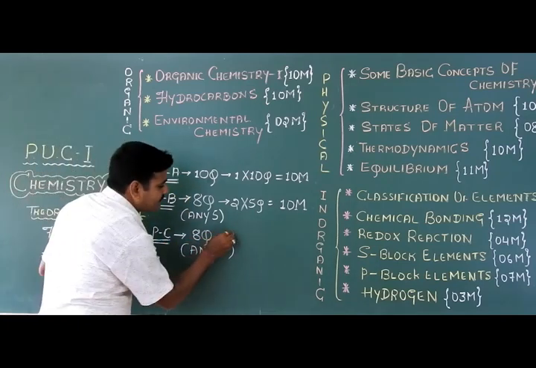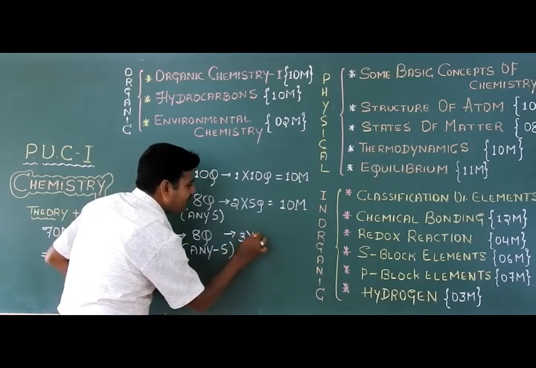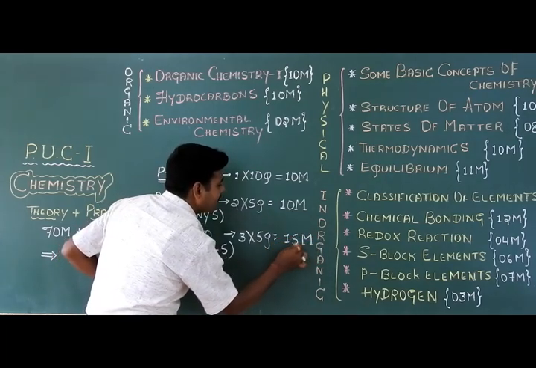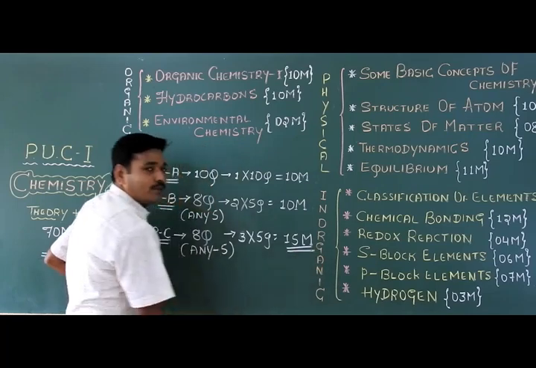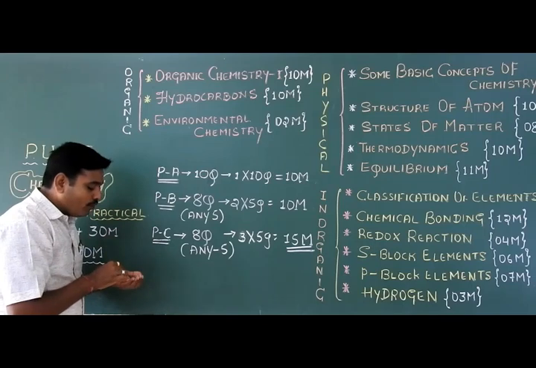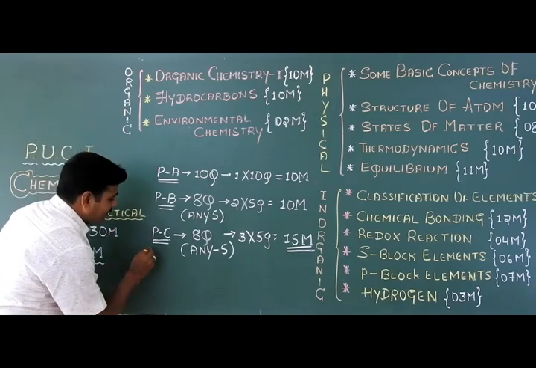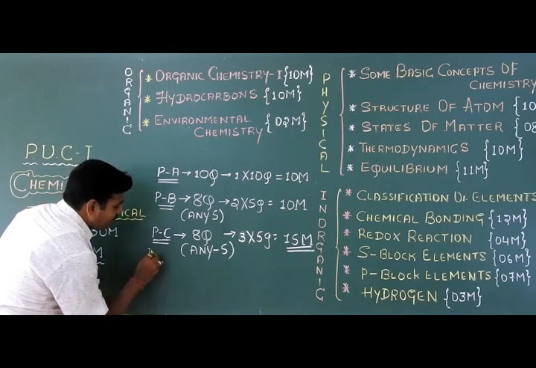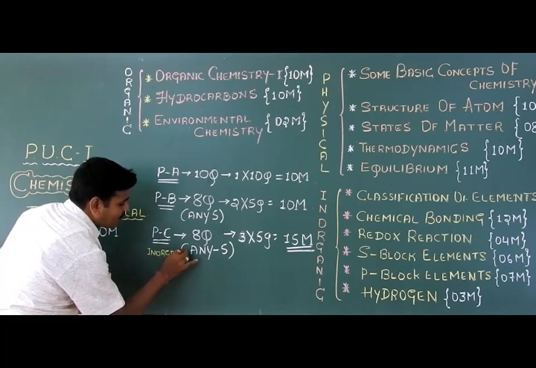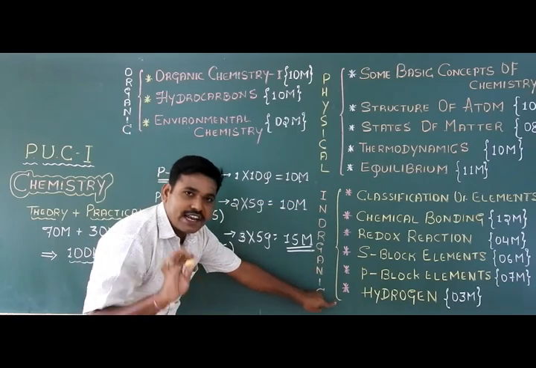And here in part C, each question carries 3 marks. So 3 into 5, the total weightage is 15 marks in the question paper. So part C, what is the weightage? 15 marks. And one more very important point: this part C is purely meant for the inorganic section. So we will get the questions only from the inorganic section lessons.